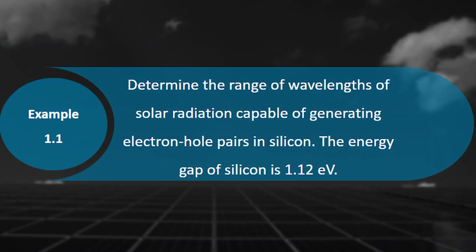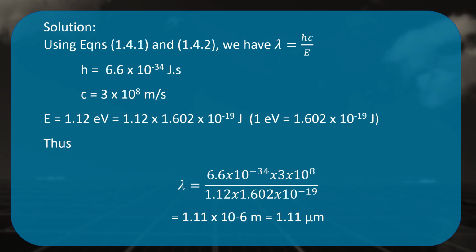Here you have to determine the range of wavelength of solar radiation capable of generating an electron-hole pair in silicon, and the energy gap of silicon is given as 1.12 electron volt. So just note down that the energy gap is given as 1.12 electron volt. Now use the equation.